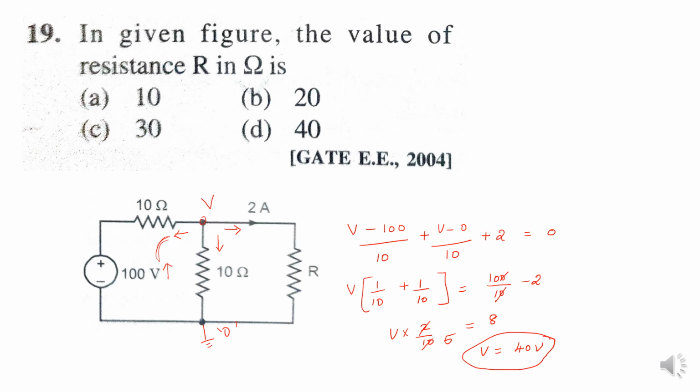Next I am going to find out R. Here see, the same voltage appears across R also. From Ohm's law, V is equal to I into R, so R is equal to V by I. What is the value of V? 40. This is a known value. What is the current? 2. So what is the resistance? 20 ohm. So 20 ohm is the correct answer.